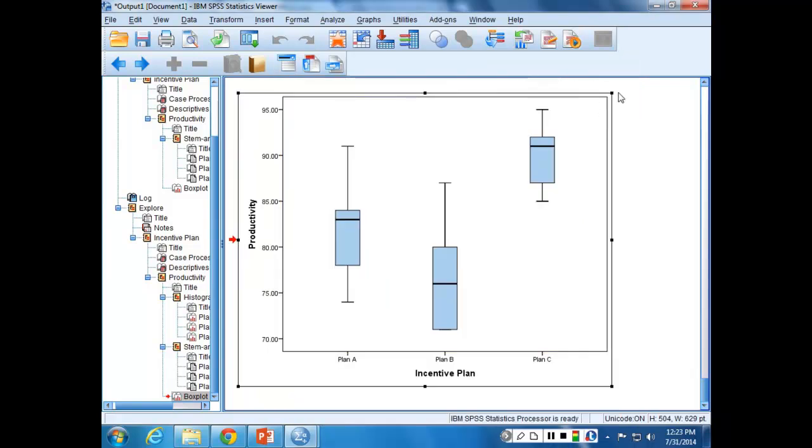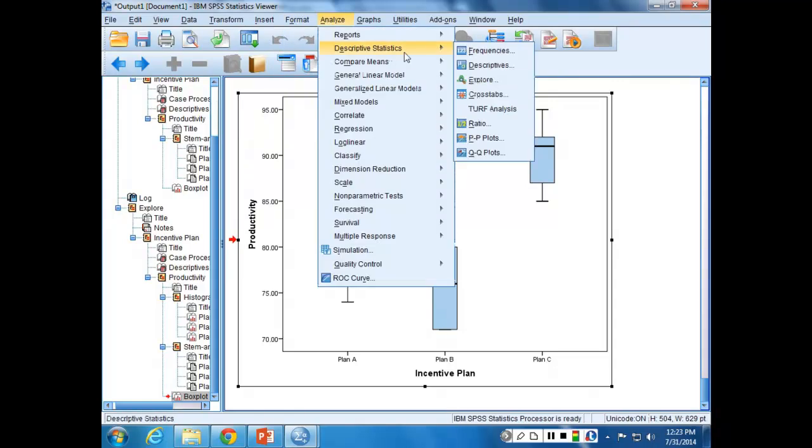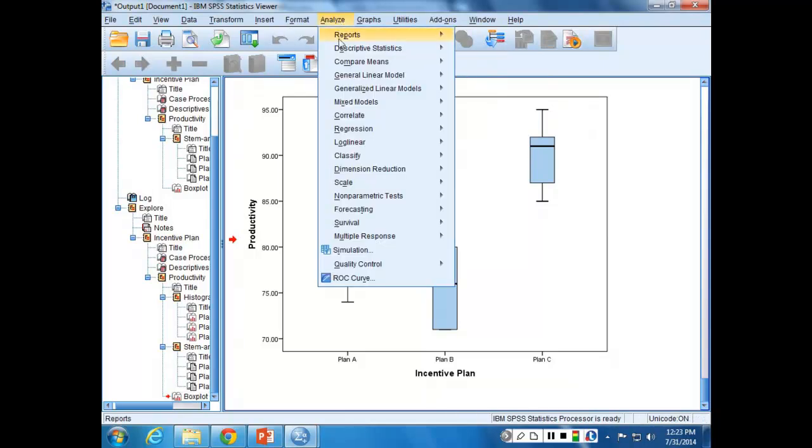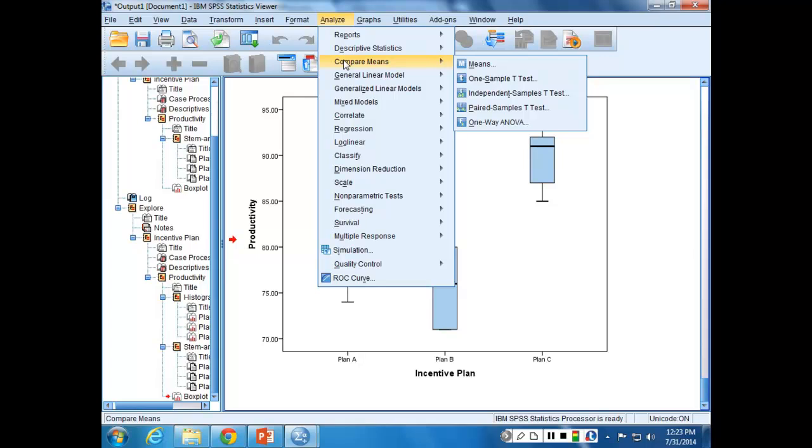Okay, so all of that was under Analyze, Descriptive, and Explore. Analyze, Descriptive, Explore. Then just move the variables over. Okay, so Analyze, Compare Means. And notice that what we have on there is means.